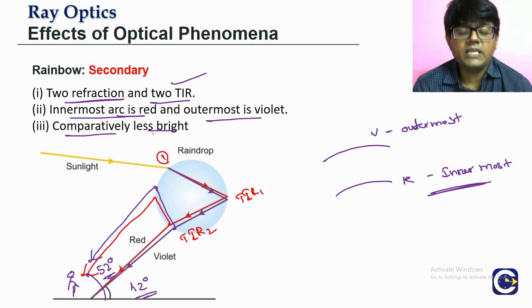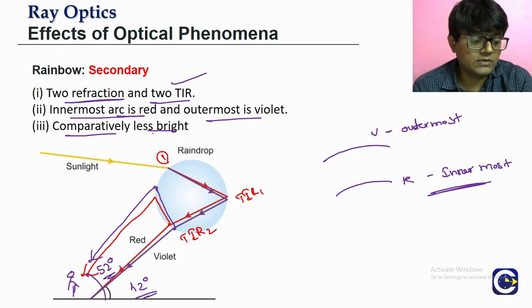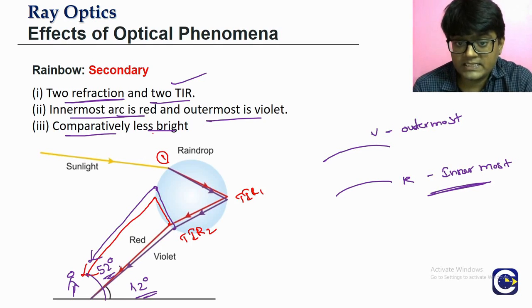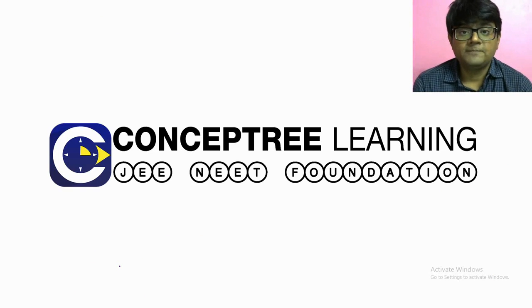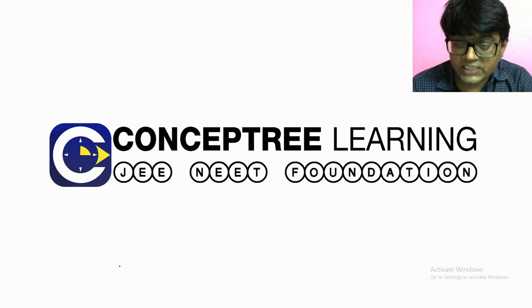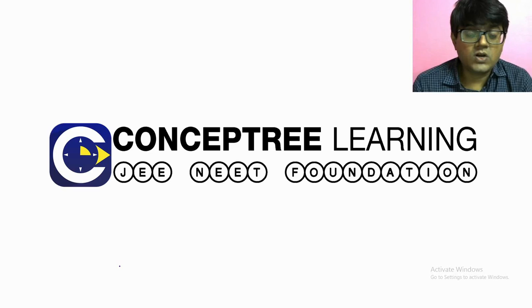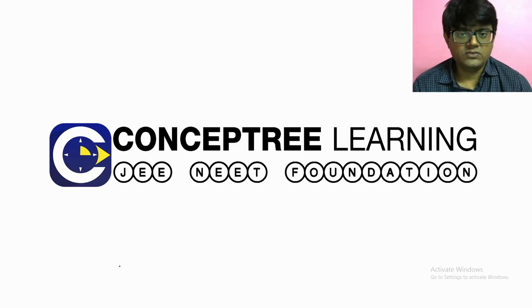So this is about the two types of rainbow that can be formed. One is the primary rainbow and second is the secondary rainbow. These are some of the effects of the optical phenomena. We talked about the effects due to the refraction of light and effects due to the total internal reflection, and then also we talked about the effects due to the scattering of the light. This will sum up the effects due to the optical phenomena, and we'll see in the next video.